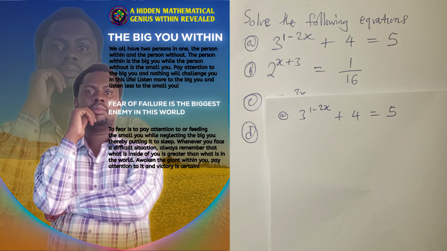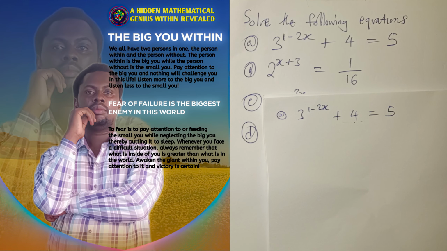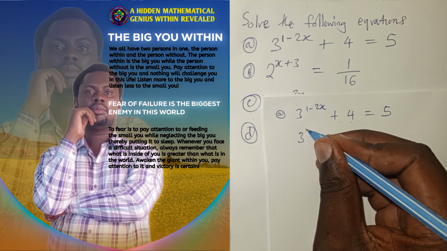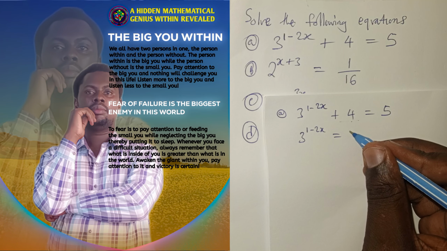Today we'll look at equations involving indices. And the first equation there is 3 to the power 1 minus 2x plus 4 is equal to 5. So what you do is to make sure that anything that doesn't have an x, we'll take it to the other side of the equation. So this plus 4, we'll take it this side. So this is plus, and this side it will be minus. So we are going to have 3 to the power 1 minus 2x is equal to 5 minus 4.